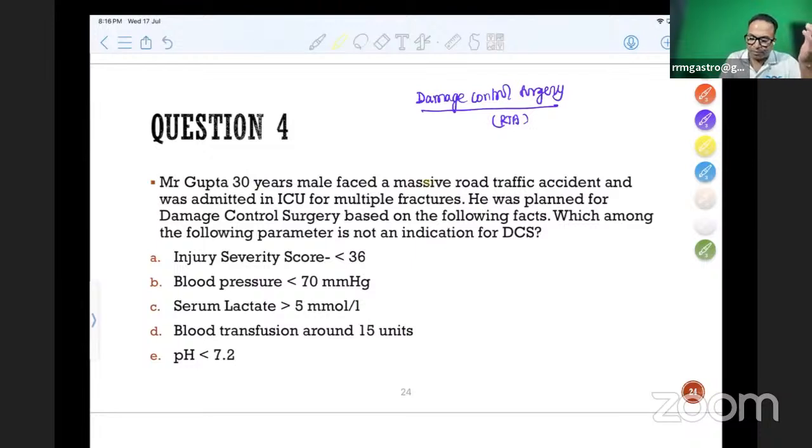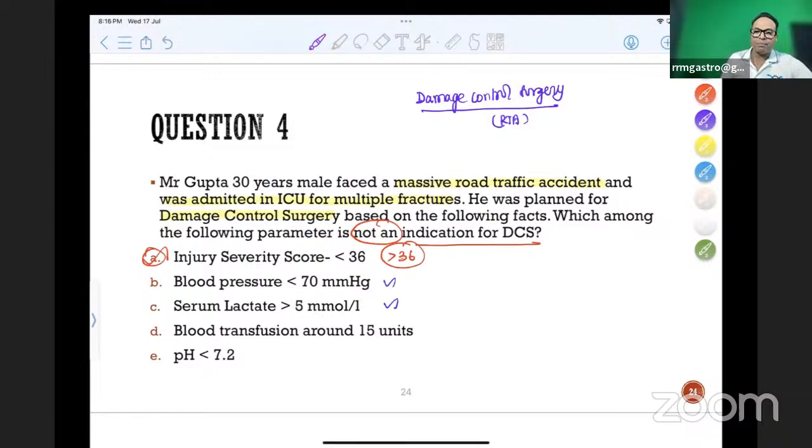Mr. Gupta, 30 years male, faced a massive road traffic accident and was admitted in ICU for multiple fractures. He was planned for damage control surgery based on the following facts. Which among the following parameters is not an indication of damage control surgery? Excellent, Dr. Shah, that is correct. Injury severity score more than 36 is an indication of damage control surgery. So the answer is A.